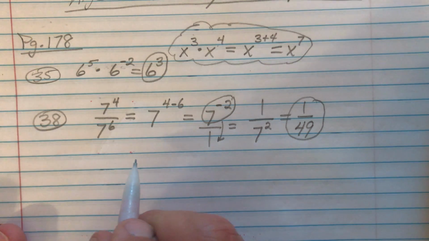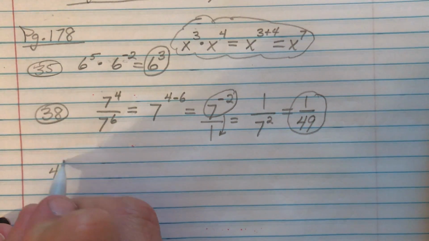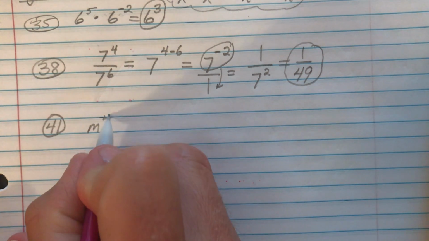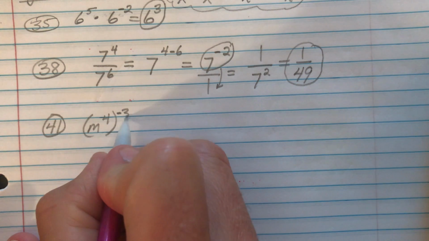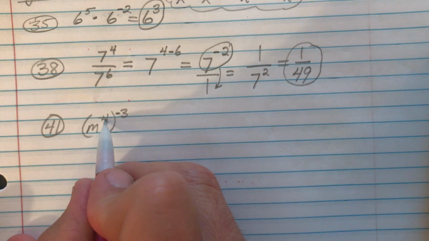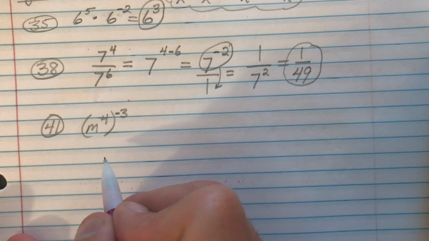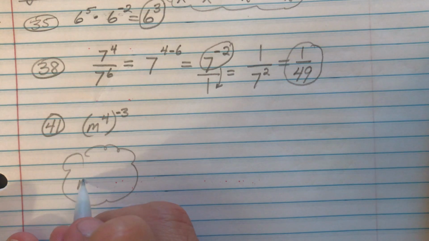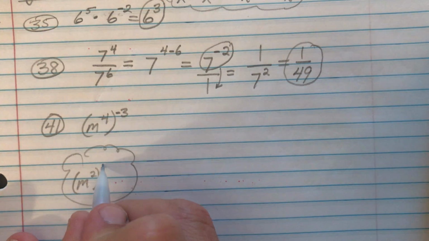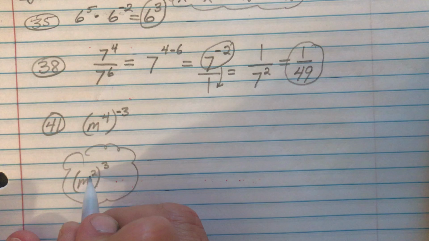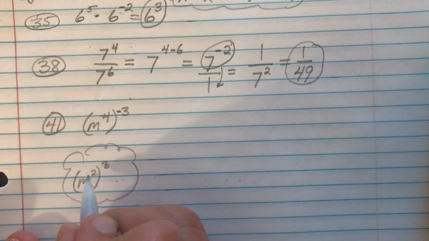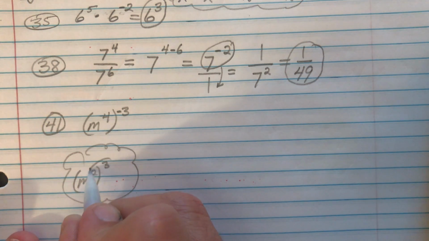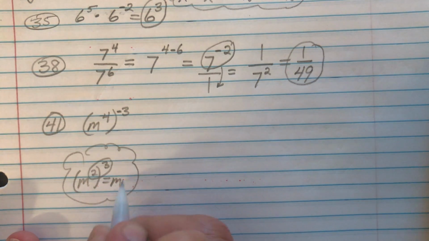Let's try number 41. 41 says m to the 4th to the negative 3rd. Now whenever you have an exponent raised to another exponent, the rule for that is multiply. And again, if you think of a simple example, if I have m to the 2nd cubed, I have 2 m's first of all, but I have 3 of those. So if I have 2 m's 3 times, logic would say I'd have 6 of them. So you multiply these. That would be m to the 6.